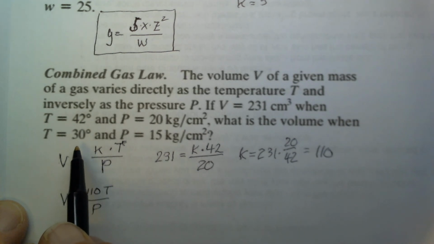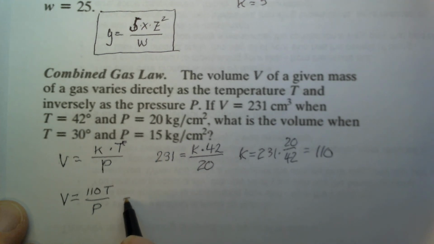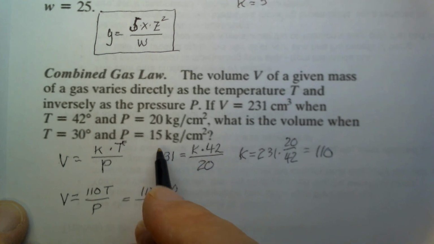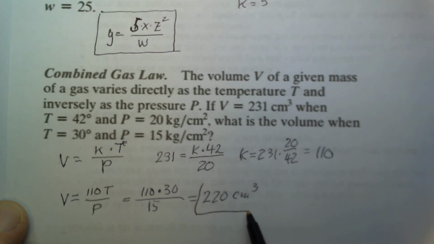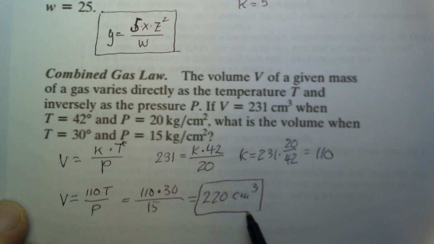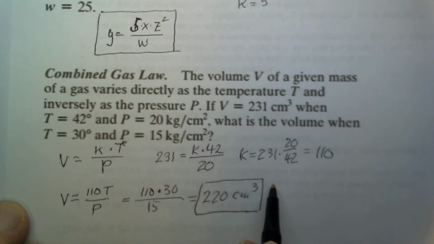For a given temperature of 30 degrees and a given pressure of 15 kilograms per square centimeter, this will become 110 times T, our temperature of 30 degrees, divided by the pressure of 15 kilograms per centimeter squared, and that is equal to 220. 15 goes into 30 two times, and 2 times 110 is 220 cubic centimeters. So that will be the volume when T equals 30 degrees and P equals 15 kilograms per square centimeter.